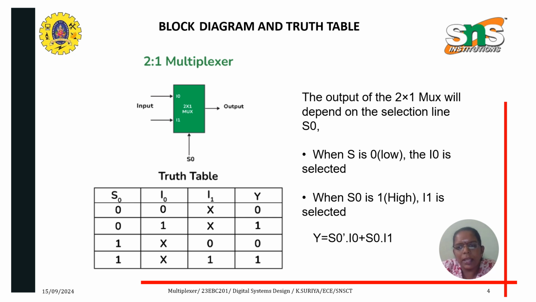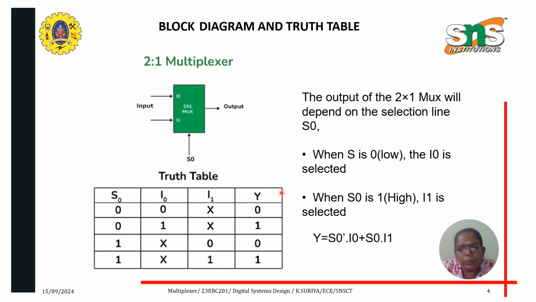So here is the block diagram of 2 cross 1 multiplexer. As shown here, you are having two input lines and one output line and one selection line. So this is the truth table of a multiplexer. Selection line can be either 0 or 1, and since we have two input lines, it is represented as I0 and I1. I0 can be 0 or 1, and I1 also can be 0 or 1.